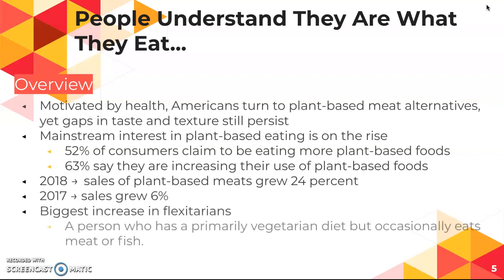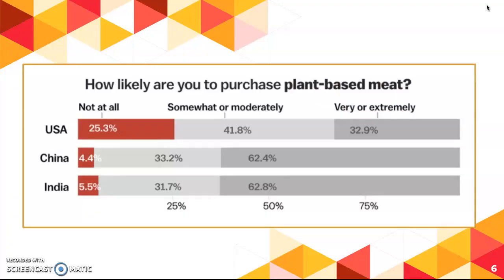Okay, and there's a really big increase in flexitarians. I never even knew this was a thing, and I promise you it is. This is a person who is primarily vegetarian, but will occasionally eat meat and fish. So those people are out there as well. So there is a market for it, guys. You can see how we fall between China and India as far as who doesn't eat it, who says, yeah, I'll probably have it, and people who are extremely likely to buy it.